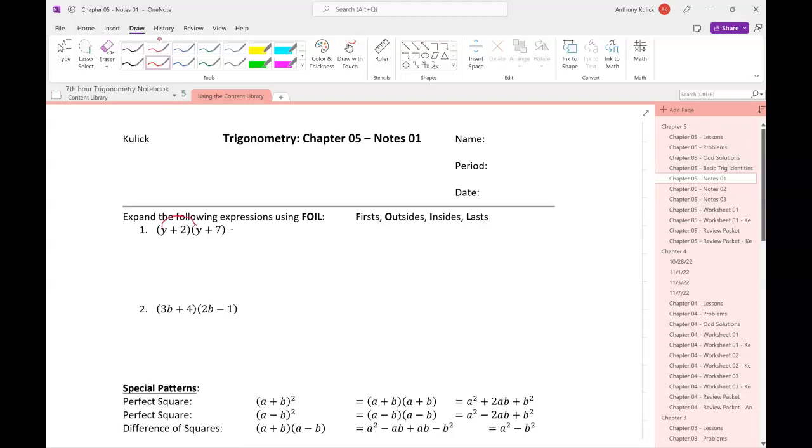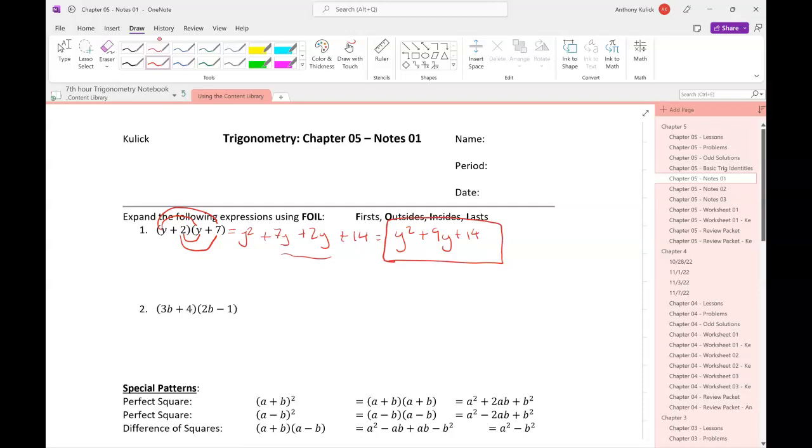So first, y times y is y squared, and then outer, y times 7 is 7y. Inner, 2 times y is 2y, and last, 2 times 7 is 14. And then we just combine our like terms. Which ones are the like terms there? The 7y and 2y, which gives us 9y. Ooh, scary. Okay, so that's foiled out.